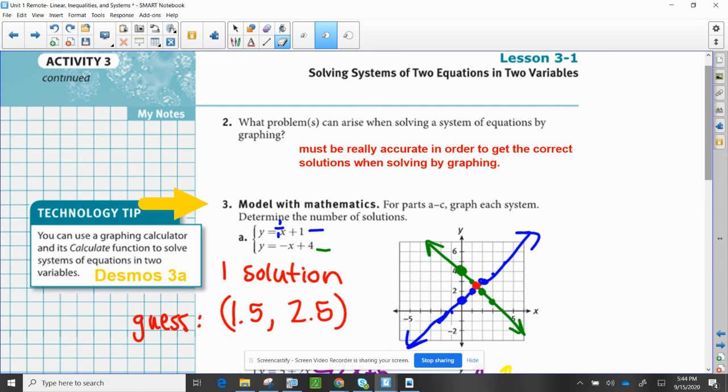So if you're ever doing it by hand, it's easy to make mistakes doing it using this method. That's why I like using something like Desmos or my graphing calculator to kind of help me make sure I get the accurate intersection point. Okay.